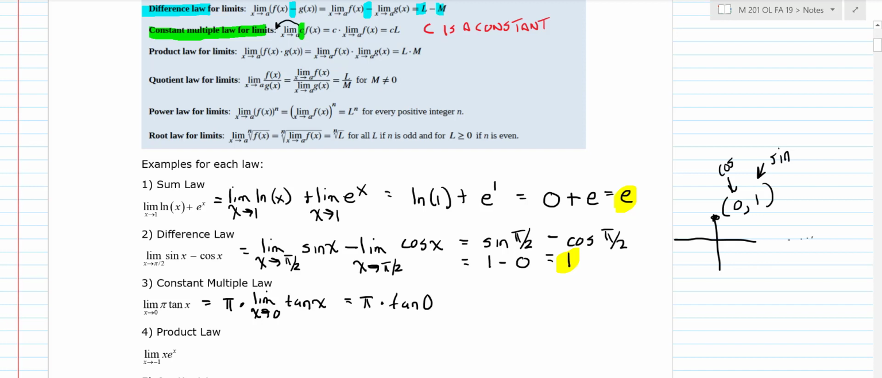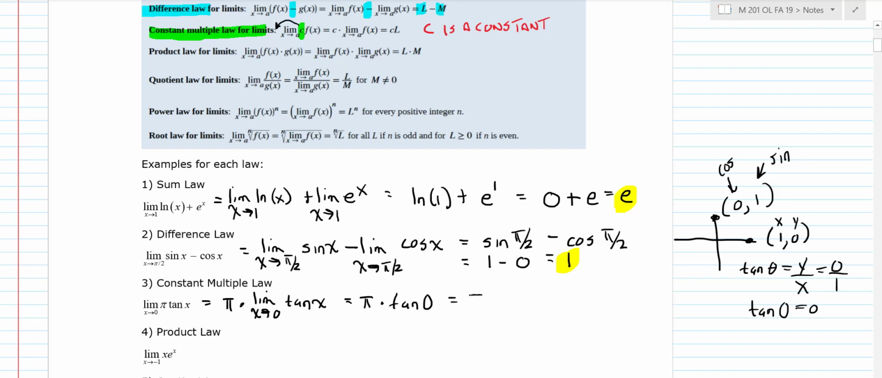So on a unit circle, at 0 radians, you're at the point (1, 0). Remember, the value of the tangent of some angle theta is y over x. So in this case, y is 0, x is 1. Therefore, we would have 0 over 1, or 0. So the tangent of 0 radians is 0.